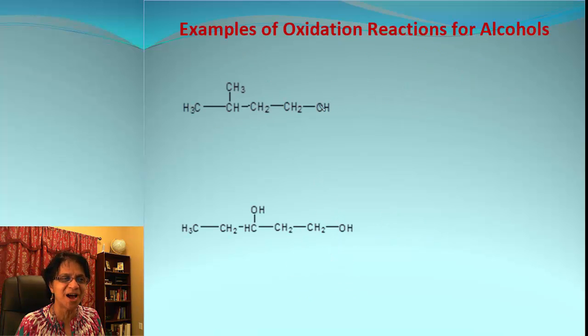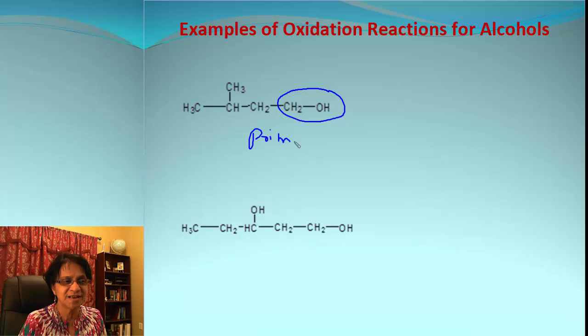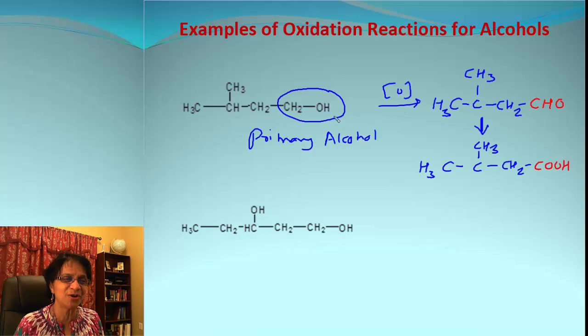Let's work on some examples now. Look at the alcohol here. What do we have? The ending group is CH2OH. That means this is a primary alcohol. So when we oxidize that, initially we are going to get alcohol converted to this aldehyde group, and at the end we are going to get the final compound as a carboxylic acid.